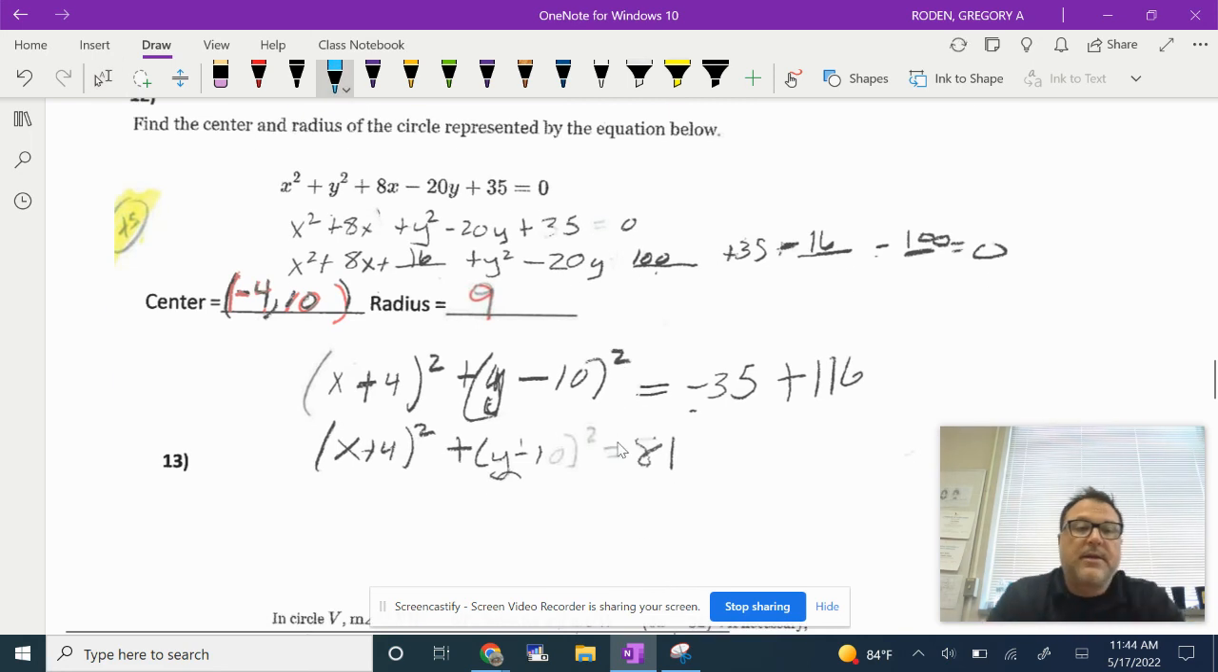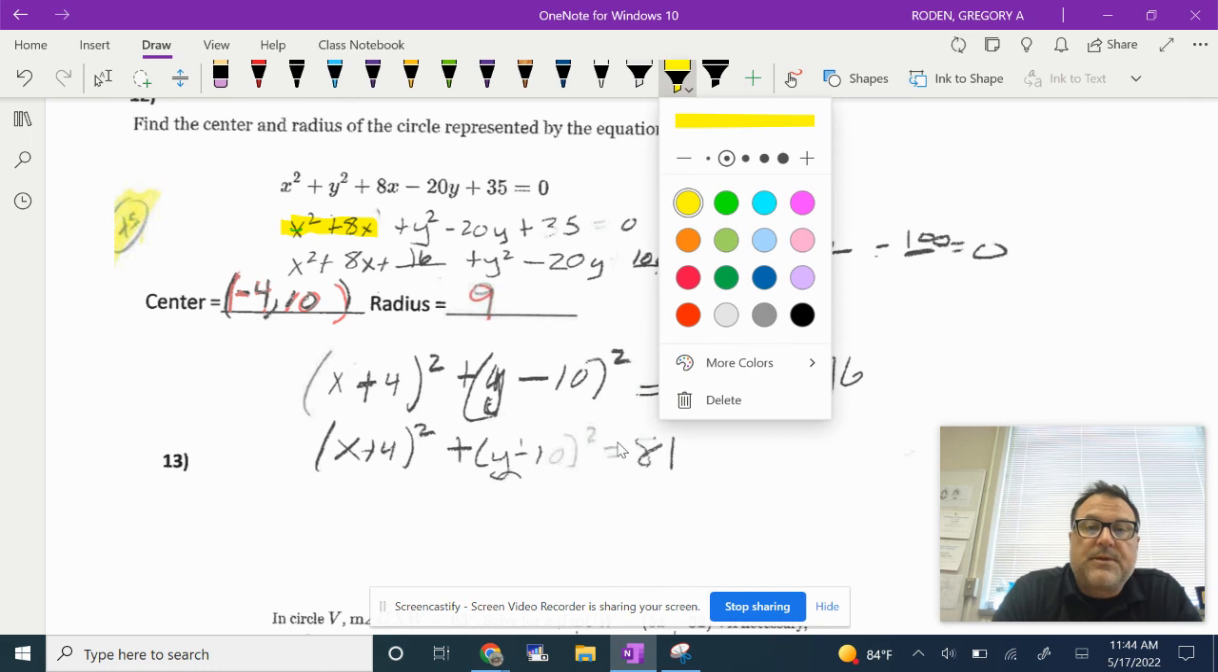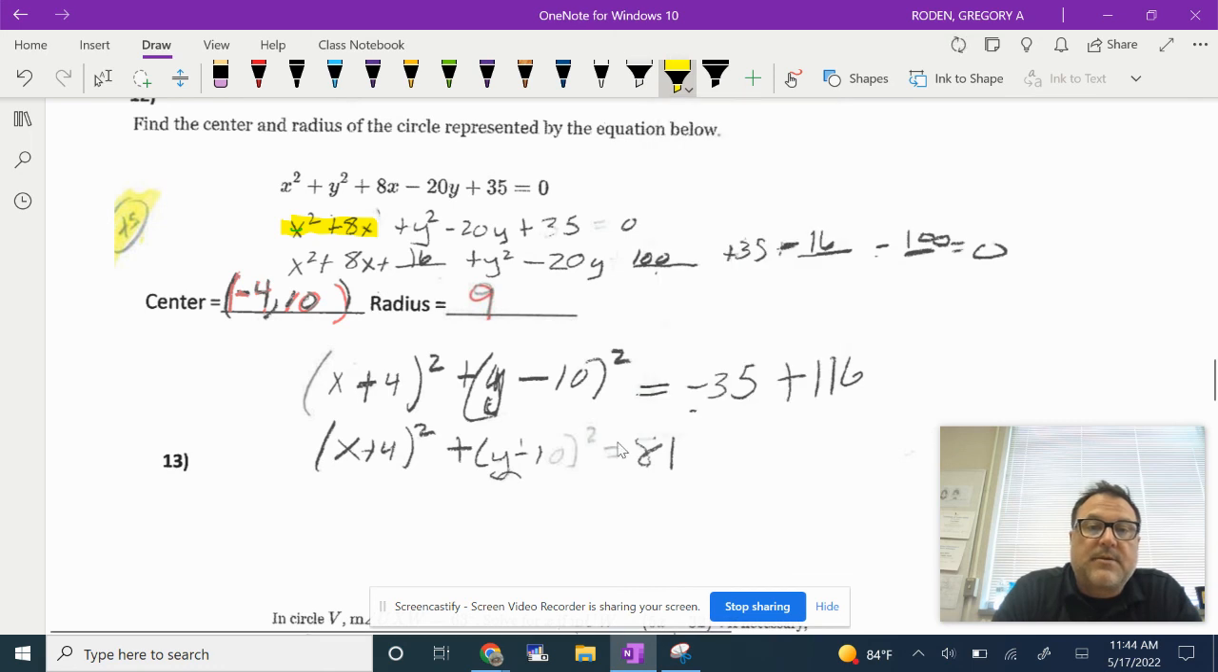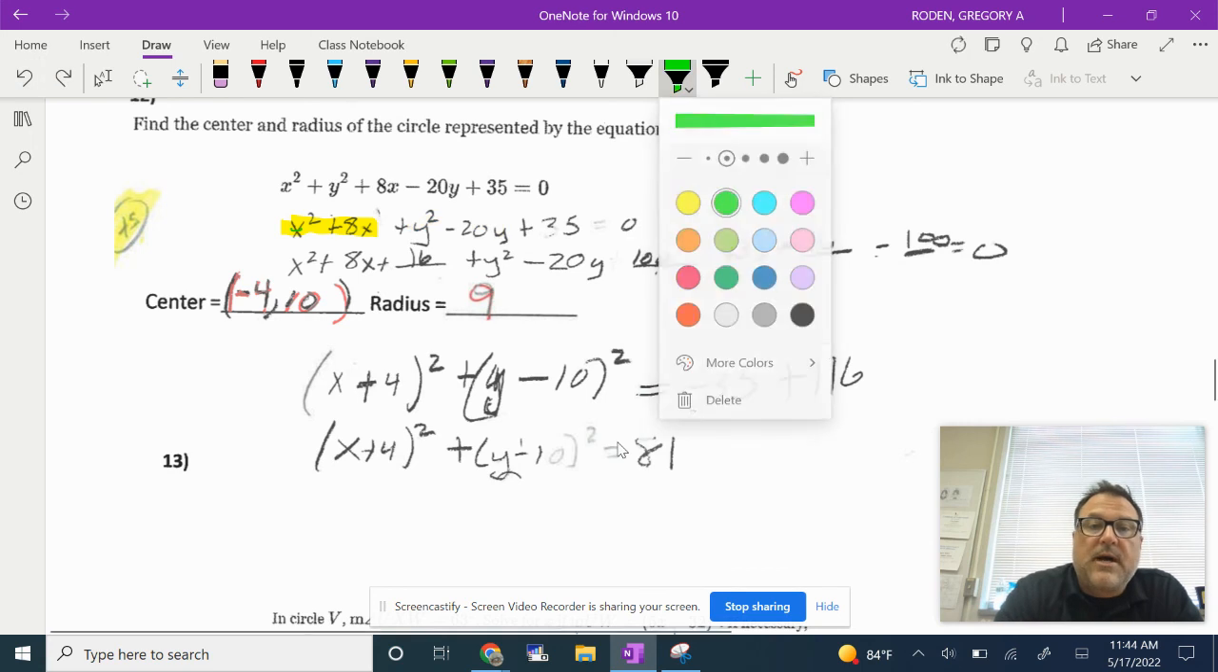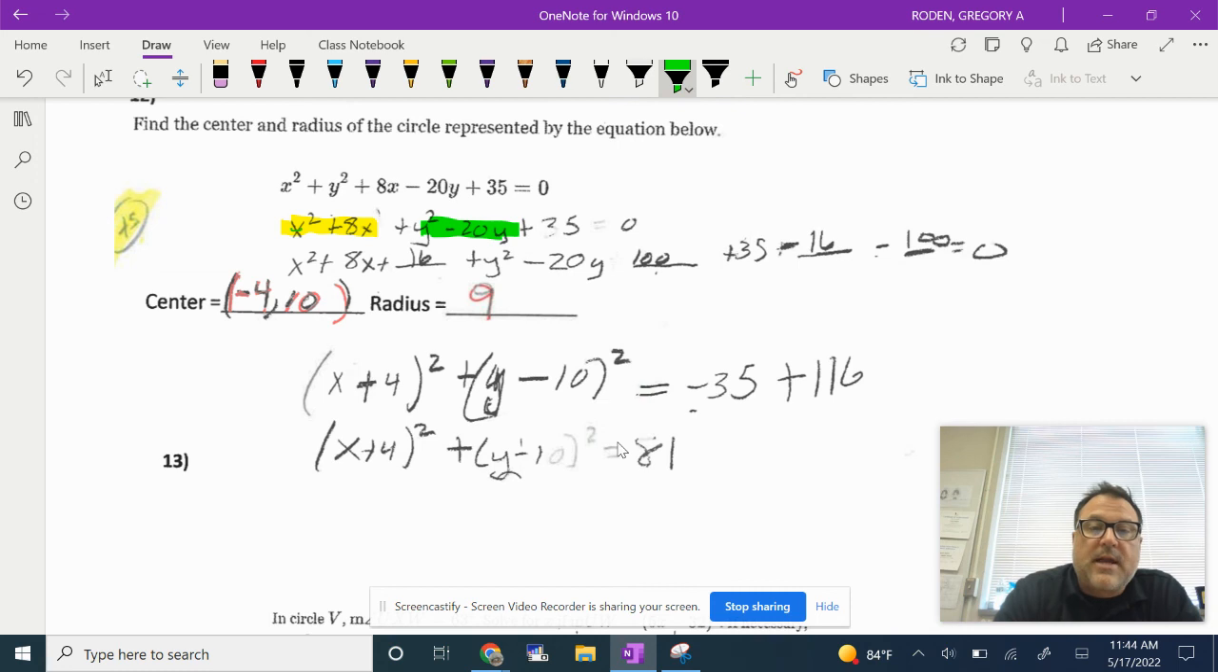On this one, we have to complete the square. So what we did is I put all of my x's together. I rewrote the equation with all of my x's, and then I rewrote the equation with just my y's next to it, in green. And then I had this plus 35 here. Now, you could just move the 35 over to the other side now. That's fine. Or you can move it over later.